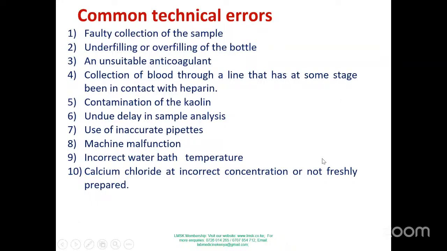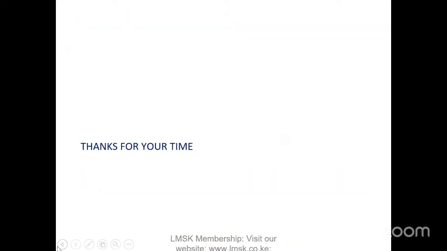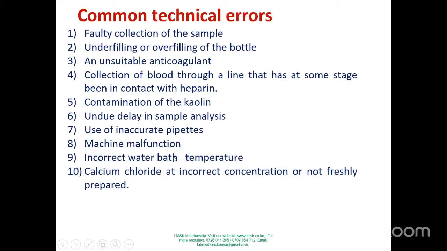So some of the common errors could be in the collection stage. That is faulty collection of the sample, underfilling or overfilling of the bottle. So you need to observe the ratio, which is 1:9, and unsuitable anticoagulants. Do not use heparin or EDTA for coagulation. Collection of blood through a line that has at some stage been in contact with heparin, as we've said, avoid the indwelling catheters. If it is coagulation, just collect from the vein directly or rather arterial.